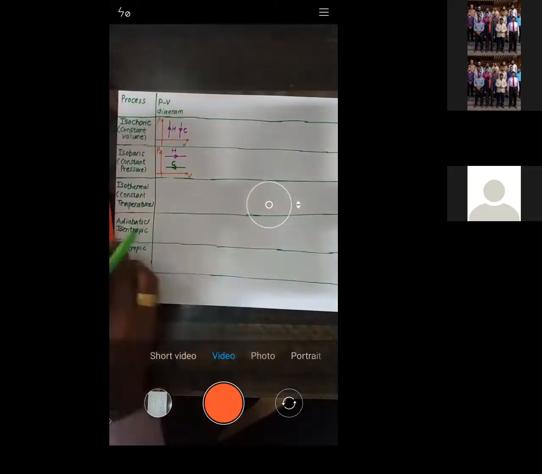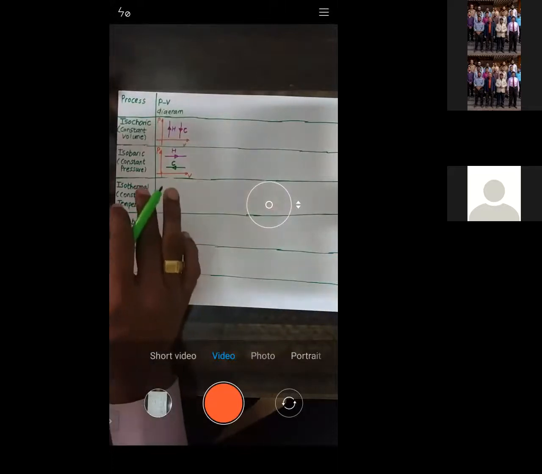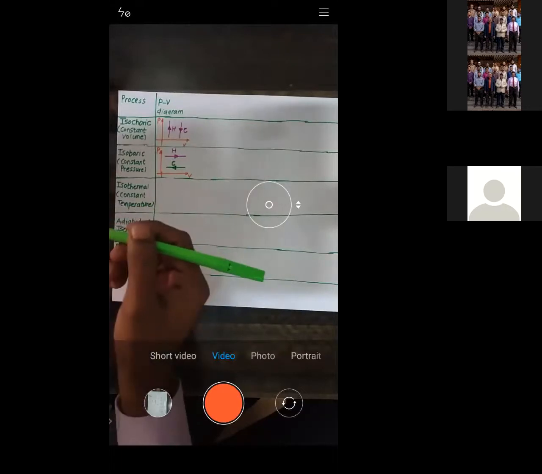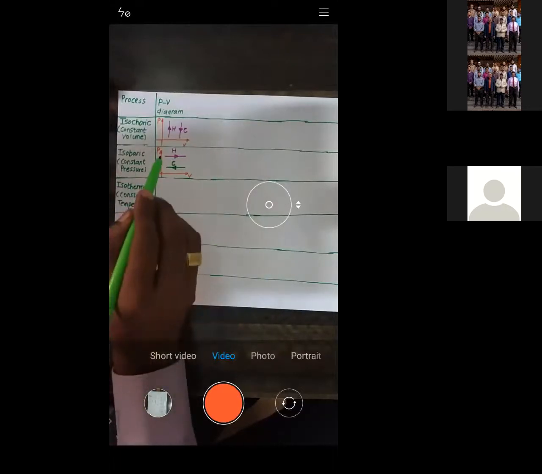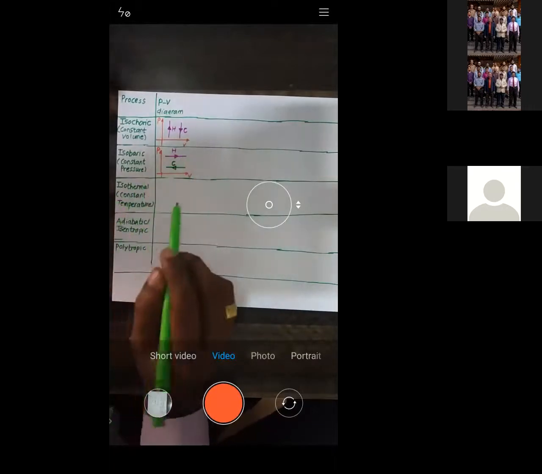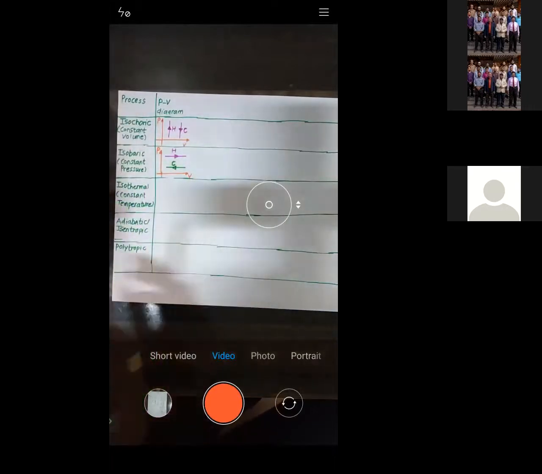Is it okay? Yes or no? See, it's a constant pressure, which means it's a horizontal line. Whenever there is a horizontal line, there are two possibilities: either you move to the right hand side or you move to the left hand side. When you move to the right hand side, it's heating. When you move to the left hand side, it's cooling.